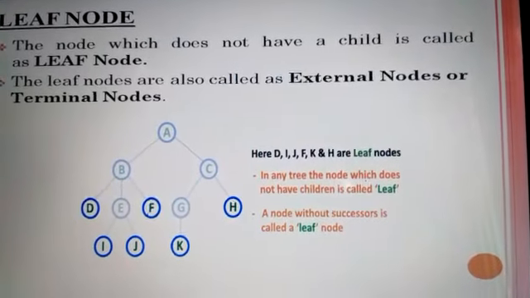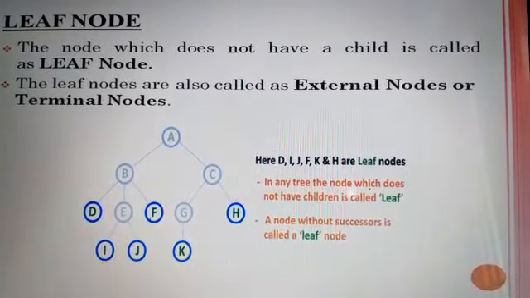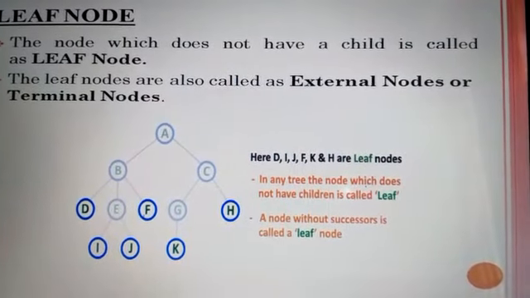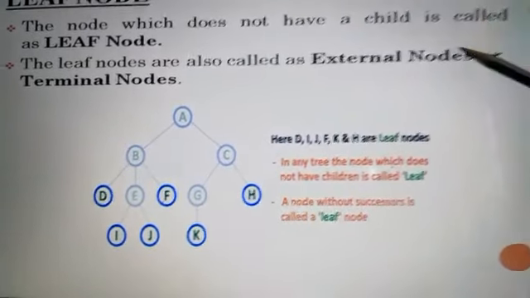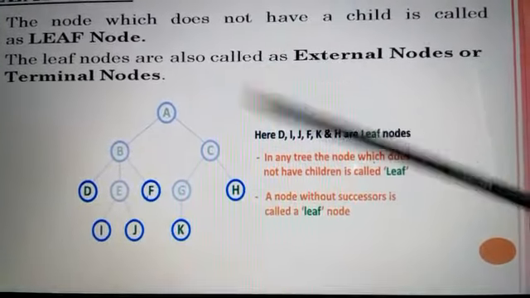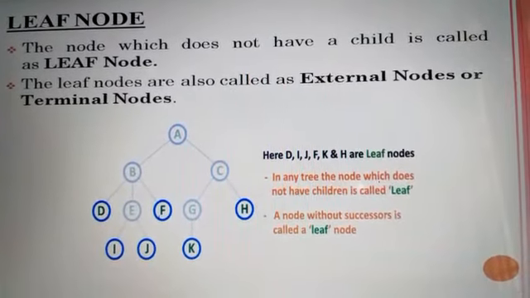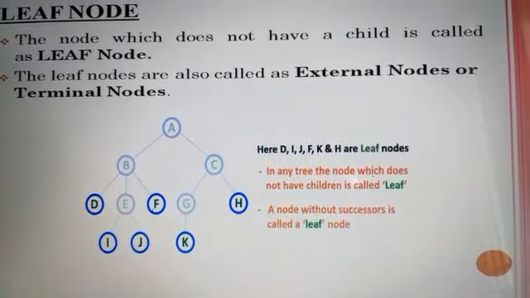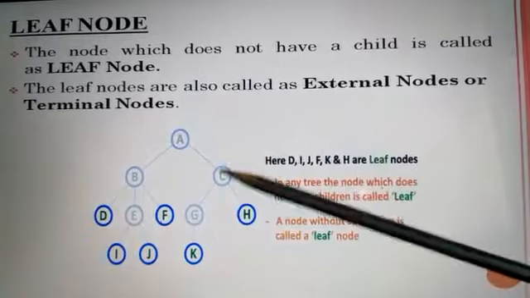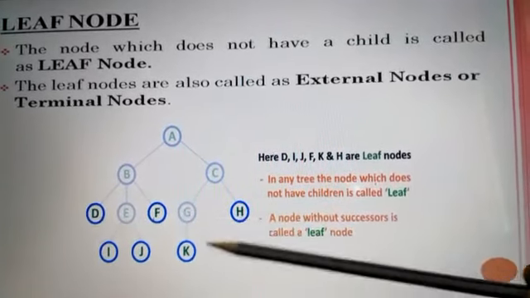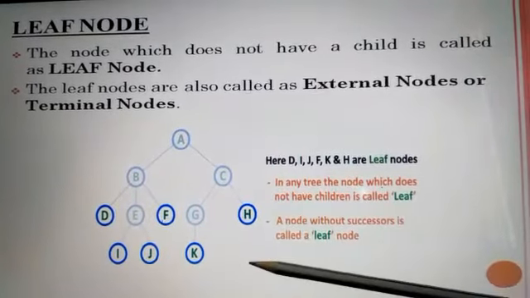Next, a leaf node. A node which does not have a child is called a leaf node, which means a node with no children is called a leaf node. A leaf node is also referred to as an external node or terminal node. It is also represented by the bottommost node. Root is called the topmost node, then leaf node is called the bottommost node. Here D, I, J, F, K, H are leaf nodes because they do not have any child.